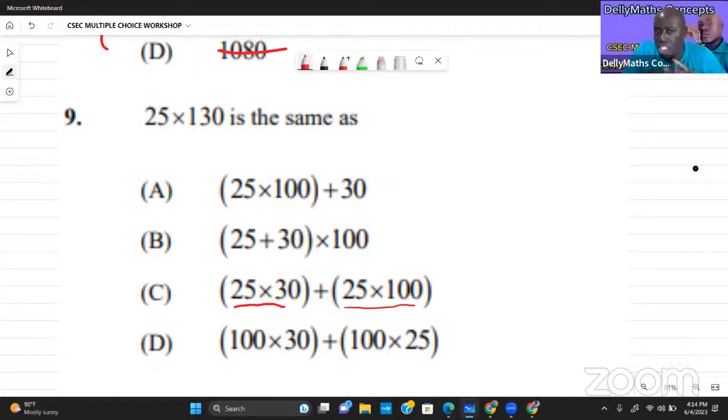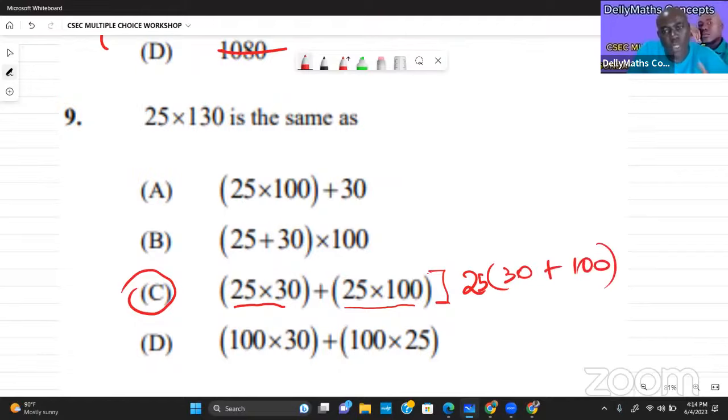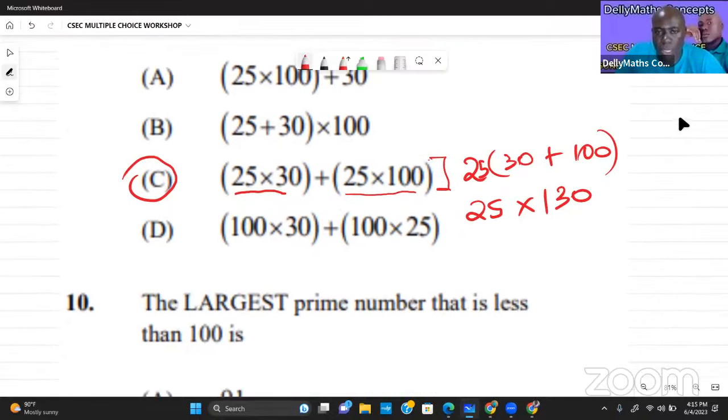If you look at that, you definitely will see what's going on. Another thing that you could have done is to factorize. If you factorize 25 out of this, you would have 25 open bracket 30 plus 100, and if you expand that, you would be left with 25 times 130. So you're seeing that the answer is really C, right? Because if you pull it apart, or if you try to factorize out the 25, you'll get that thing from the top.